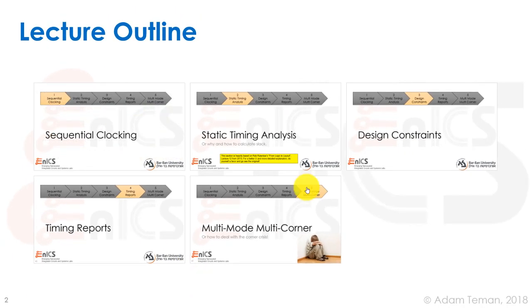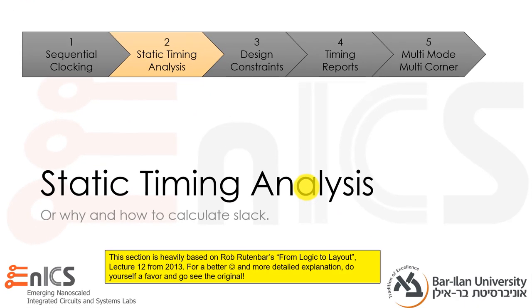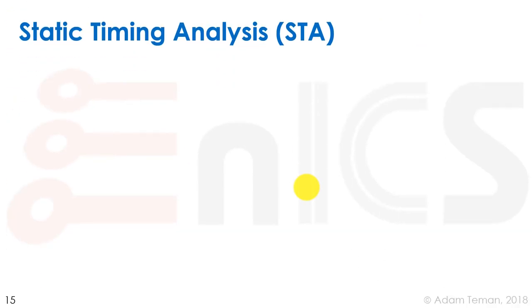So now that we remembered what sequential clocking is and defined the different types of parameters of a flip-flop and the two basic timing paths that we're going to check, we can move over to some algorithms of static timing analysis, or why and how to calculate slack. This section is heavily based on Rob Rutenbar's From Logic to Layout, Lecture 12 from 2013. If you want to see a better and more detailed explanation, do yourself a favor and go see the original, one of the best courses and best teachers I've ever learned from.